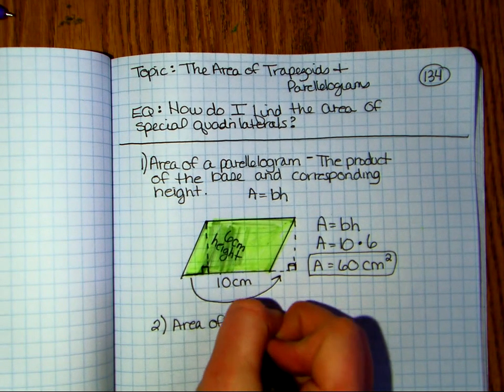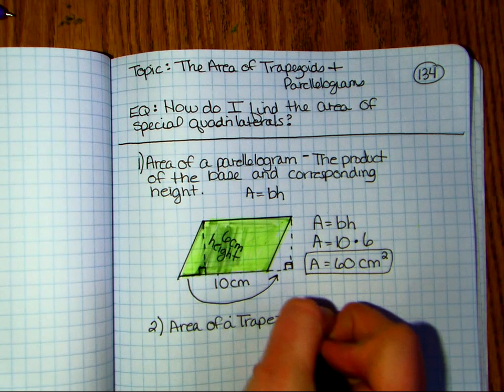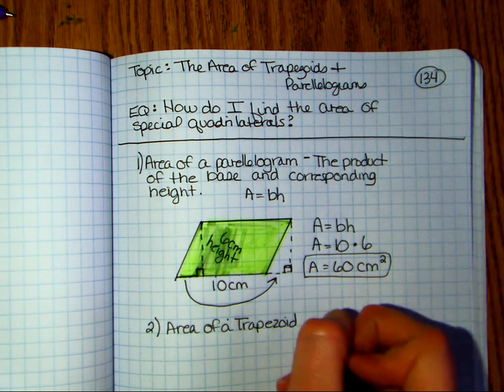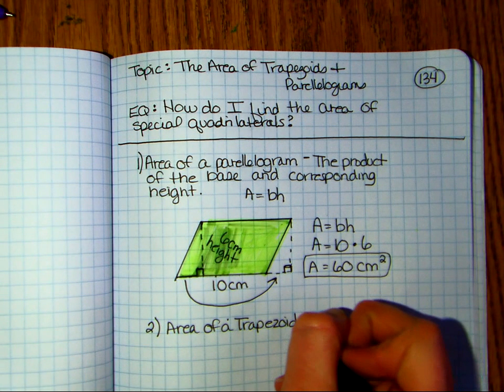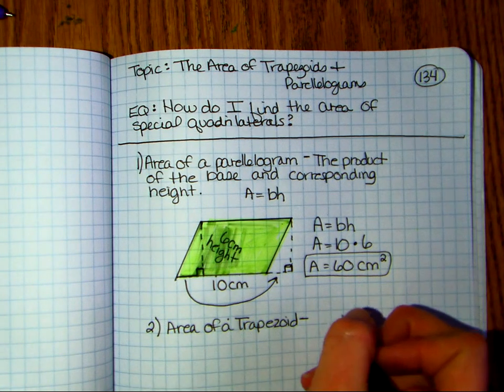Now, a trapezoid is also a four-sided shape with four angles. It's similar in that sense. It's a quadrilateral. However, our side lengths are different, and our angles are different. So there's four sides, but they're not the same length. I'm going to draw one in a second, but right now let's write down the definition or the formula for the area of a trapezoid.